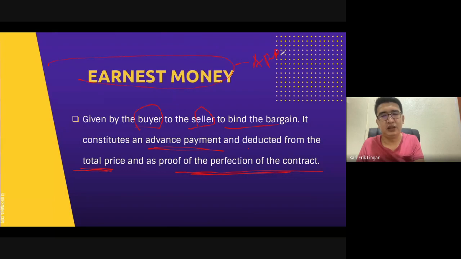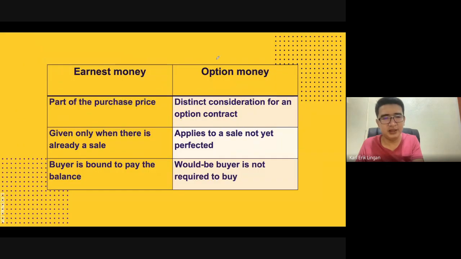Okay? It shows the intention of the buyer to buy the property. Di ba? Nagbigay siya ng pera eh. And the down payment niya is usually 20%. That's big. If it's 1 million, it's 200. That's big. Okay? The difference, when we talk about earnest money, it's part of the purchase price, tama. When option money, it's different from the purchase price because it is a distinct contract.